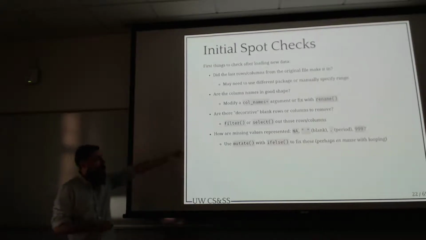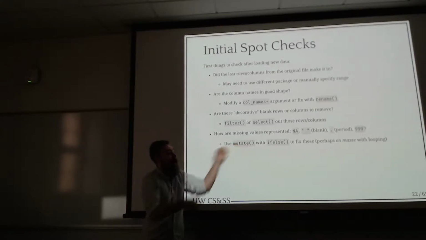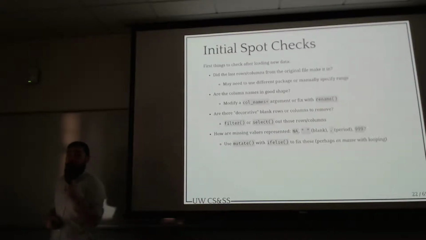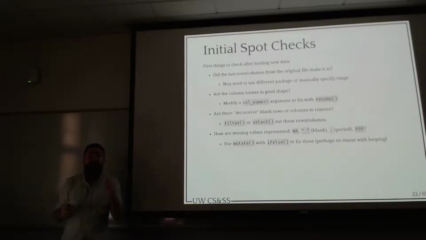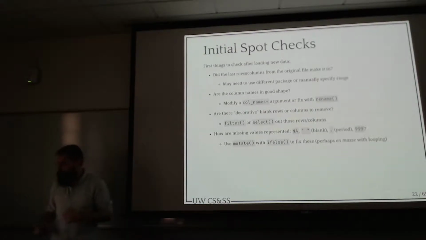So you could manually do this here with mutate and if_else, but also in functions like read_CSV, you can also specify values that are always missing values, and upon loading it, it will convert those to NAs. Remember, NA is the only valid missing data type in R.